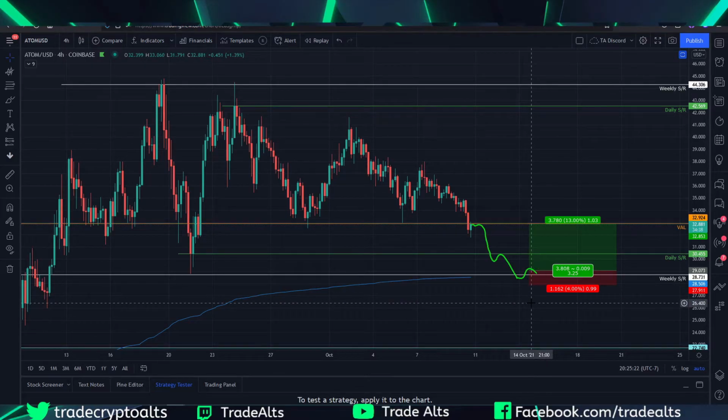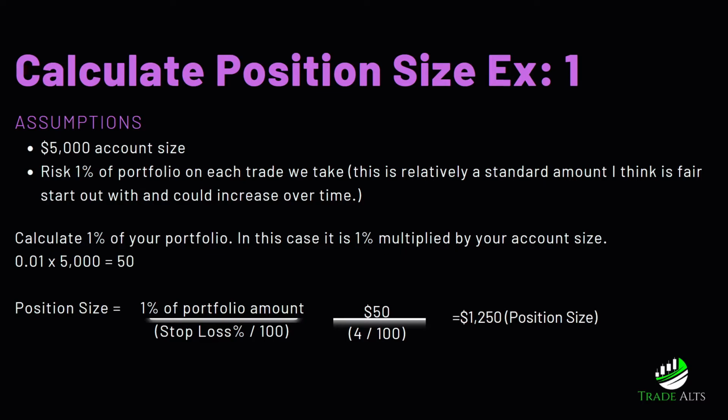So let's say that again, price does what we're thinking it was going to do. Time to get into the trade. Now, how do you know how to calculate your position size? Let's find out. All right, so we're going to calculate our position size here. We're going to have a couple of assumptions. First of all, we're going to use $5,000 as our account size.